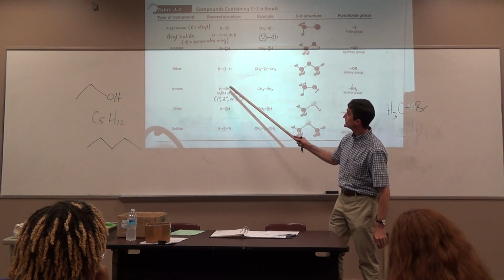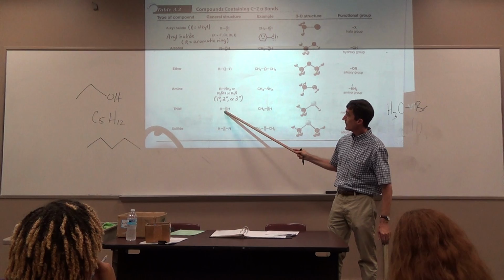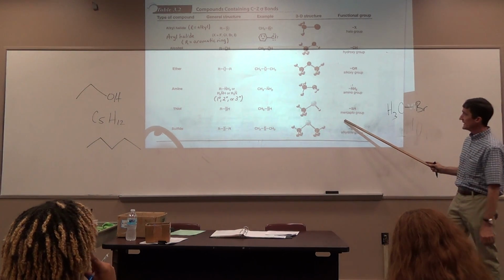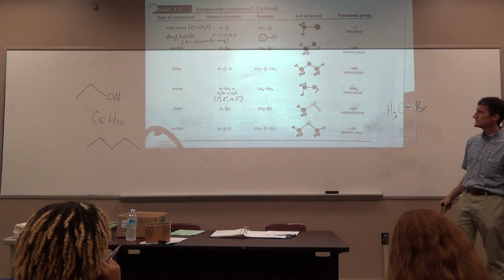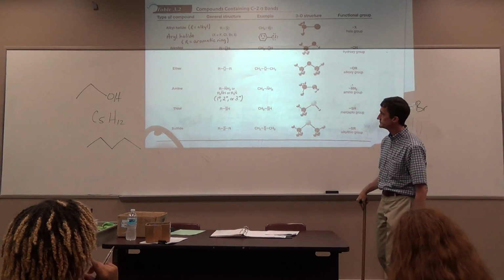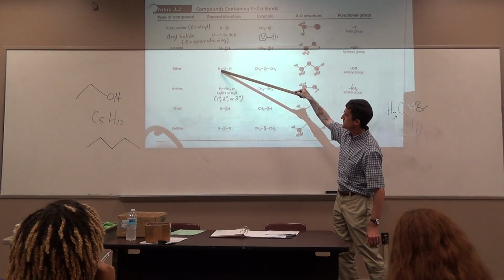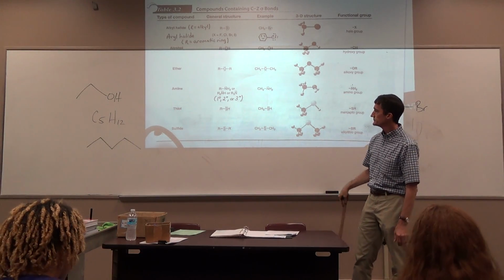Okay, thiol. This is RSH, analogous to ROH. Thiol, sometimes called a mercaptan or mercaptan group. Mercaptan is kind of a slang name for thiol. Basically, both of these are analogous to oxygens. Sulfur is indeed under oxygen in the periodic table.